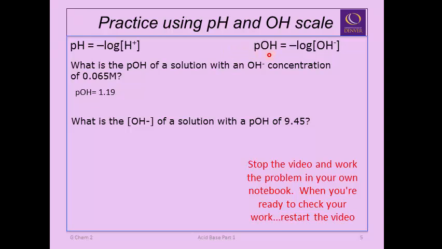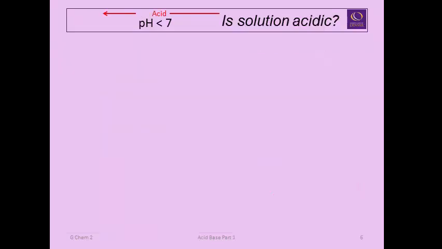And so you have to then move the negative sign over to the other side, raise both sides to the power of 10 to the x. When you're done, you'll end up with an OH concentration of 3.5 times 10 to the minus 10 molar. Alright, so now let's move on to the next concept.